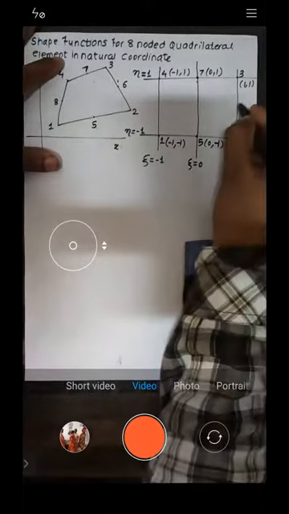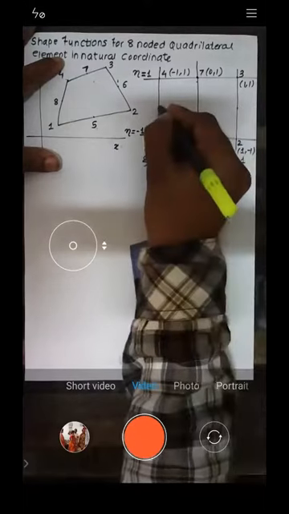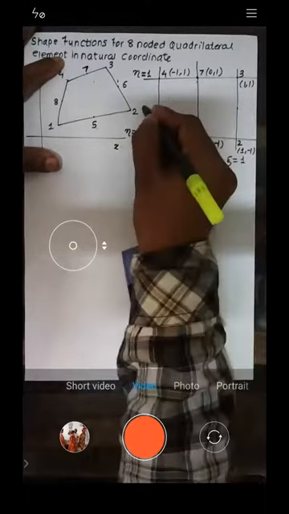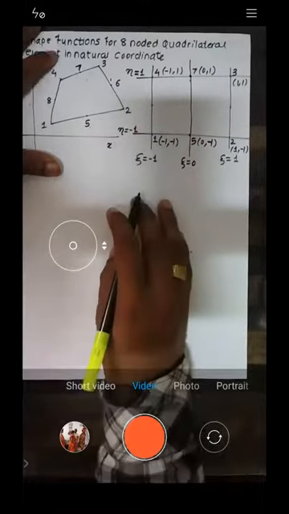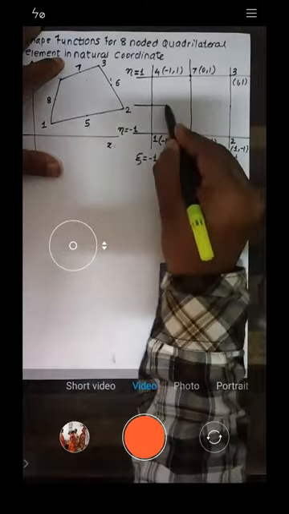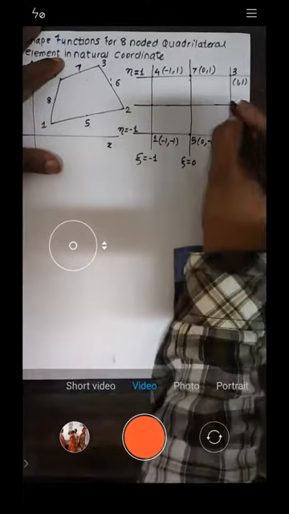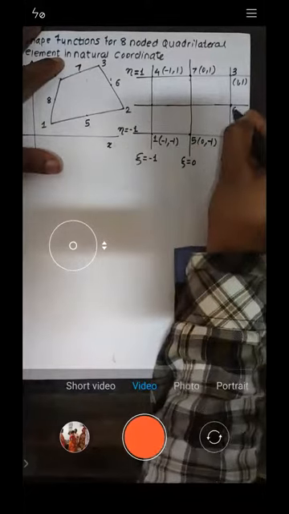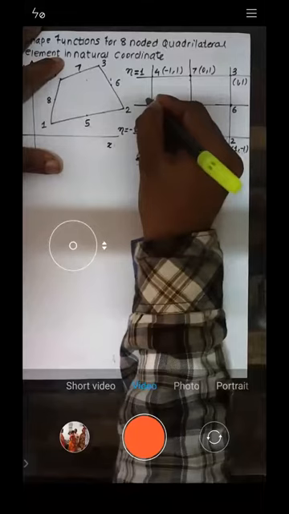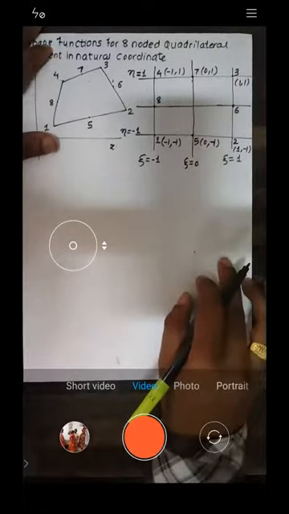Now similarly, I should have one line and one node here, right? That becomes node 6 and this becomes node 8. So similarly, I need to draw one line here. When I draw this line, obviously I will get node 6 here and node 8 here, right? Now, can you tell me what is the equation of this line?